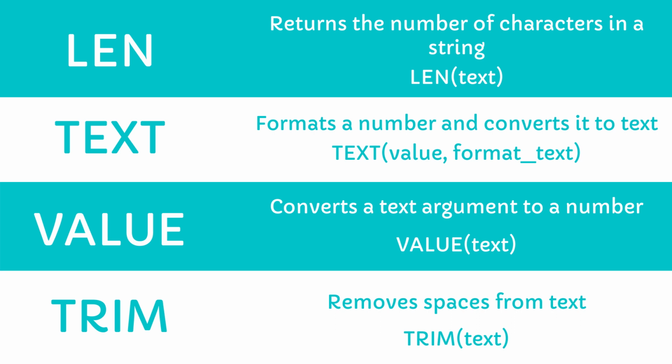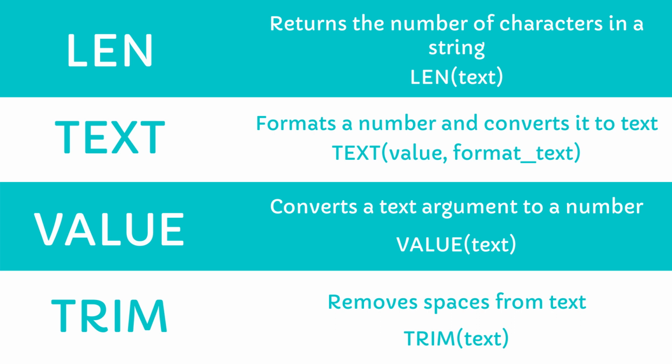Next comes the text function. So the text function basically formats a number and converts it into a text value. For example, in Excel, we see that the number 22 is a numeric value, but we want to convert it into a text value. This can be done using the text function. The value function is exactly the opposite, where the value 22 is in a text format, but we want to convert it into a numeric format. So this can be done using the value function.